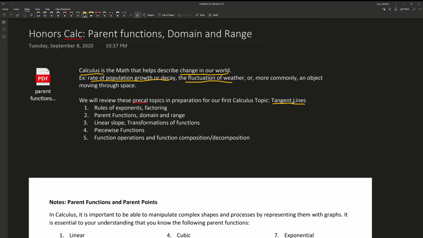So tangent lines will be our first calculus topic, but they won't appear until after we've reviewed these pre-cal topics. So you can see them there. They're all essential for starting calculus.